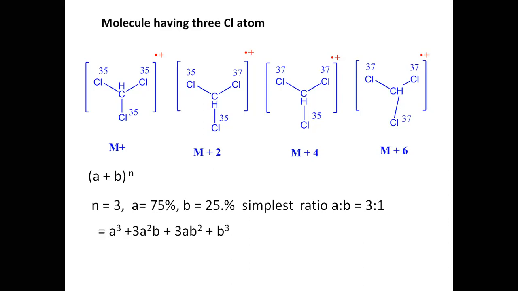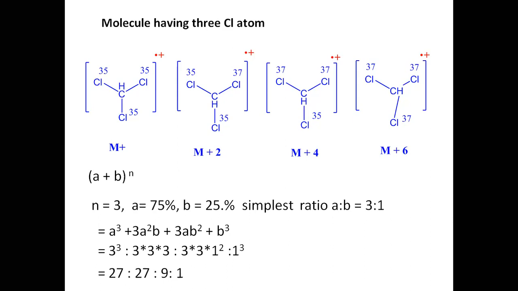Okay, now you go for the expansion of this binomial equation, that gives a cube plus 3a square b plus 3ab square plus b cube. And by putting the values, you will get this ratio, which can be written like this.